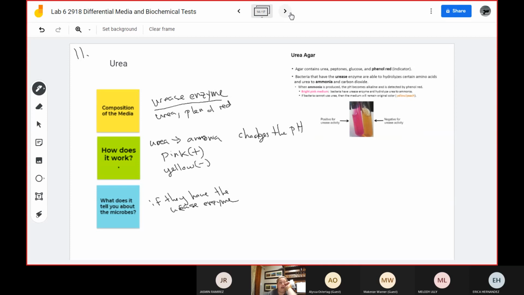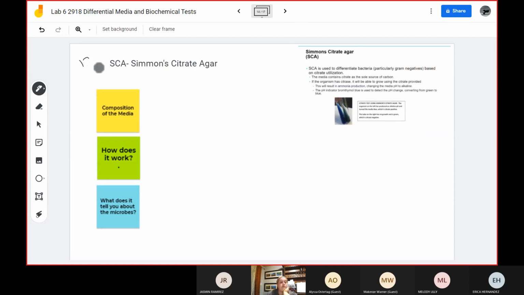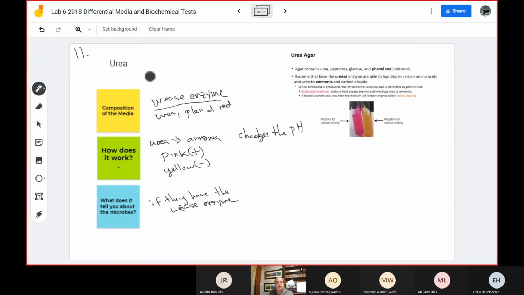Okay, and last but not least, our Simmons citrate agar. I don't think we can talk about that in here. So this one would be a differential. It would also potentially, arguably, be an enrichment agar because you're providing that urea food source.